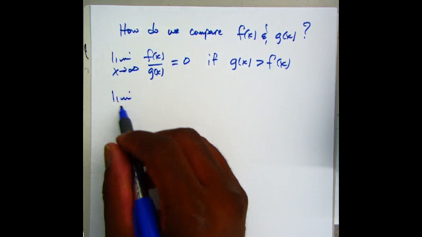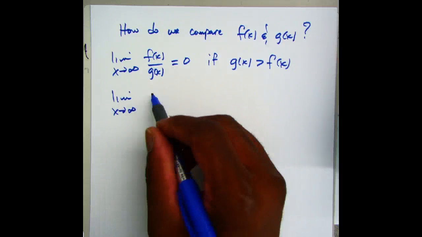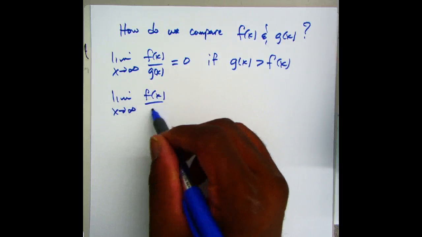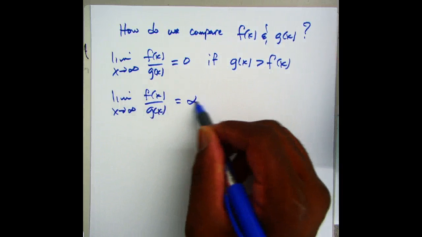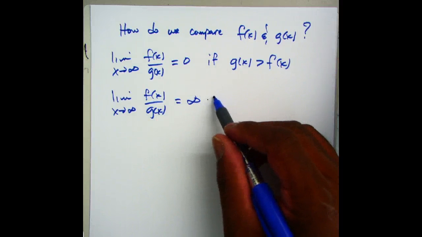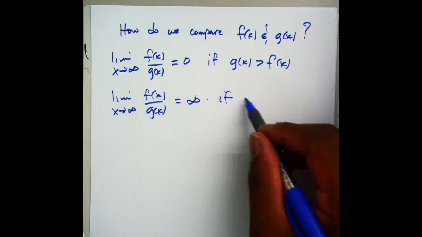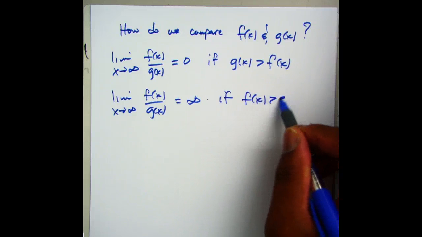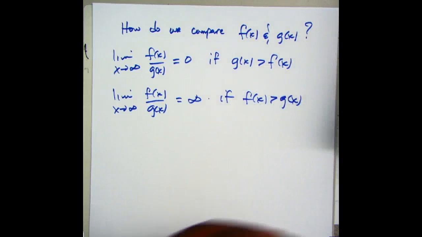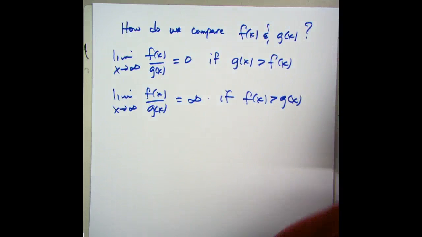The limit as x goes to infinity of f of x divided by g of x is equal to infinity if f of x is greater than g of x. So if f of x is your larger function, then it's growing faster.